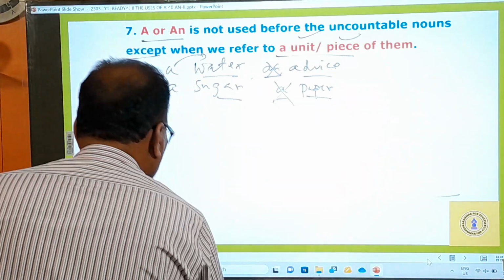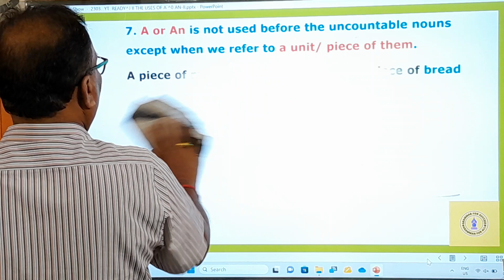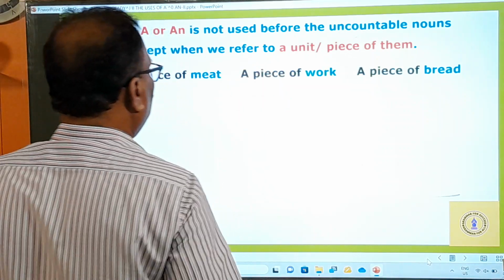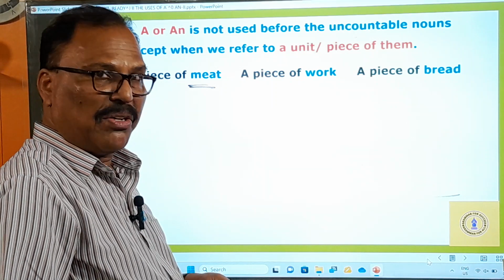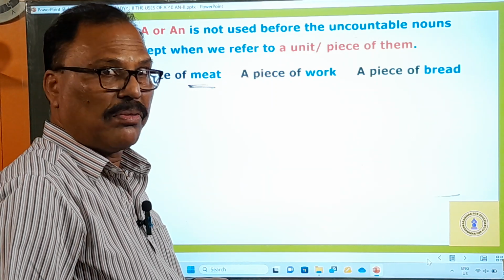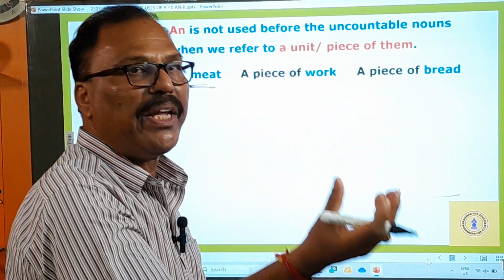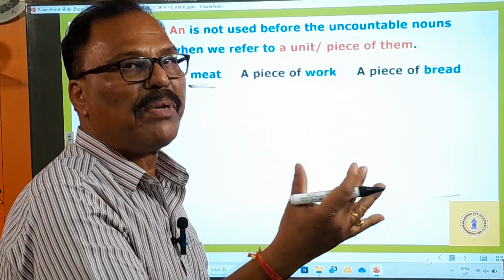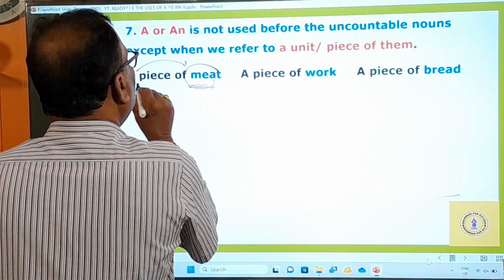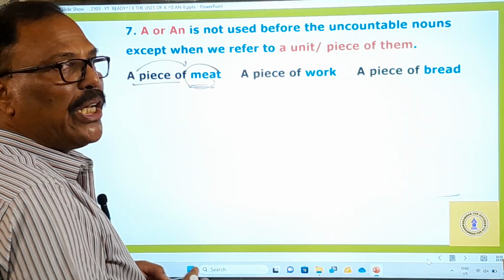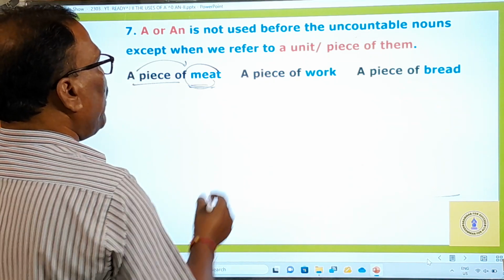You just see that. A piece of meat. Will you give me a meat? Can you say that? A meat? No. You say, give me a piece of meat or a kilo of meat or 2 kgs of meat, something like that. So you don't say a meat, but you say a piece of meat or a kilo of meat.